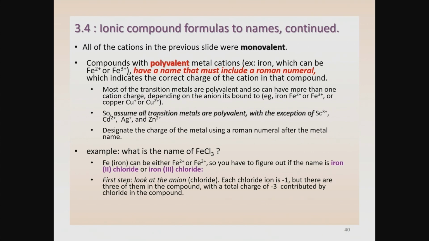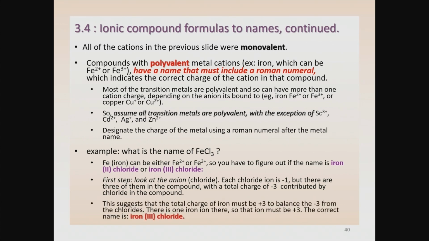So the total charge contributed by the iron should be +3, but there's only one iron atom there. So that one iron ion should have a charge of +3. So you figured out that the iron in FeCl3 is +3. And so the correct name for FeCl3 is iron(III) chloride, which is what I've written down there.